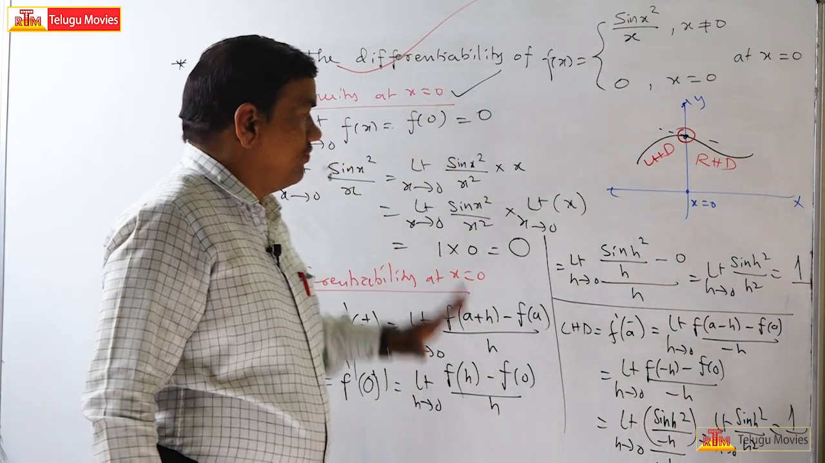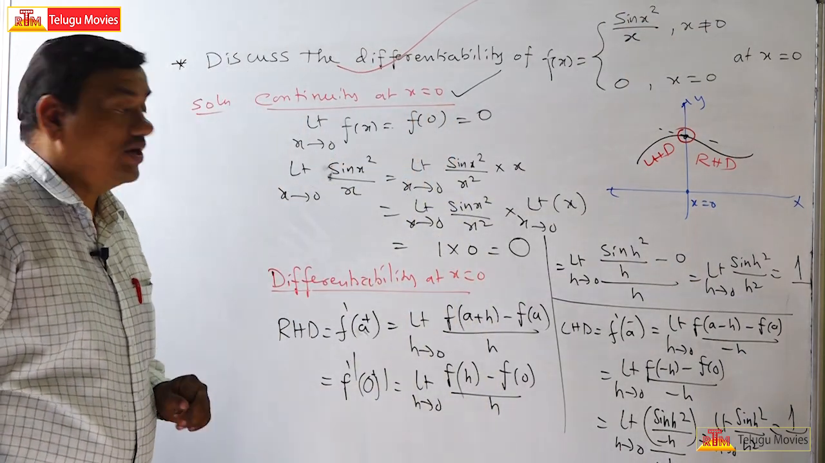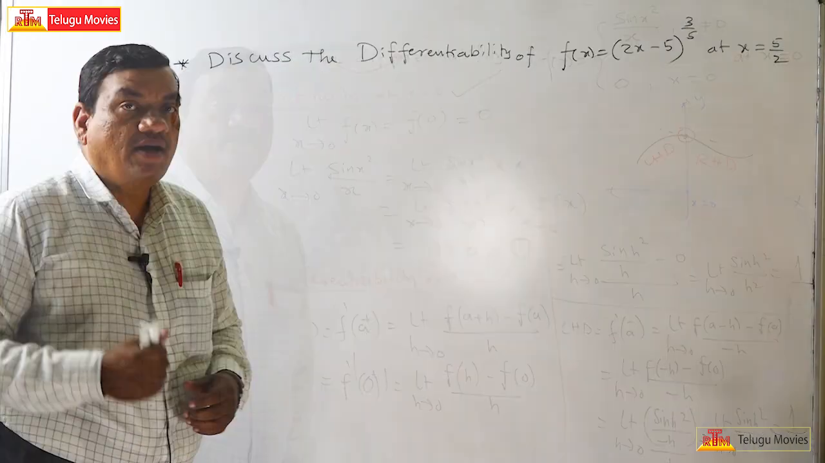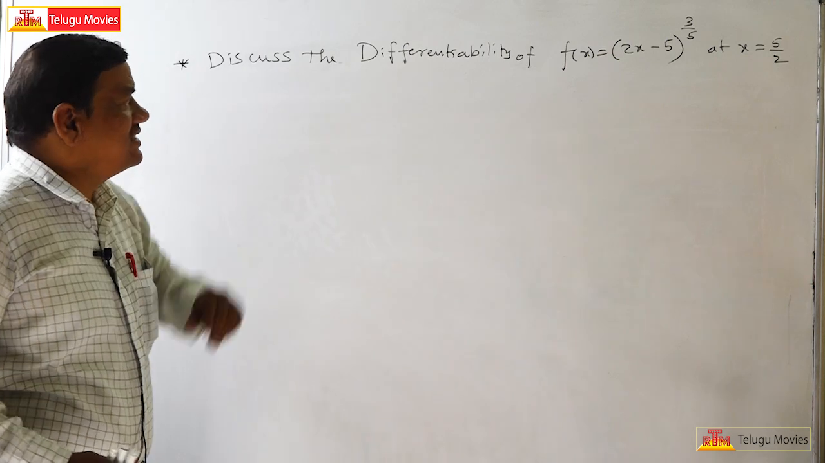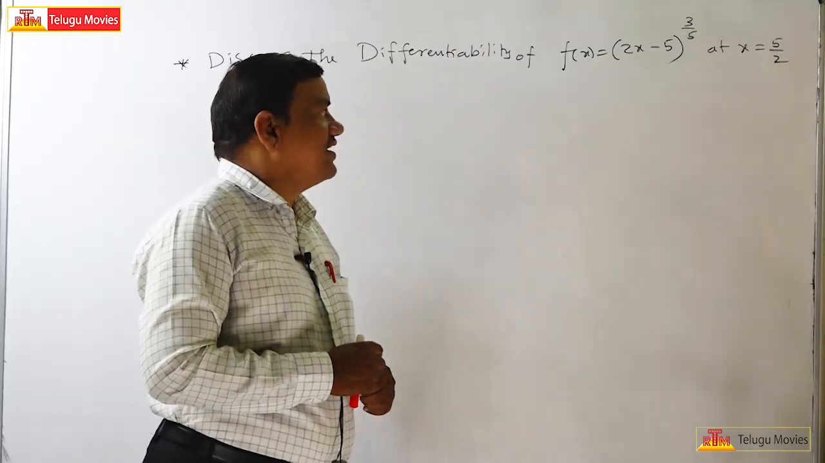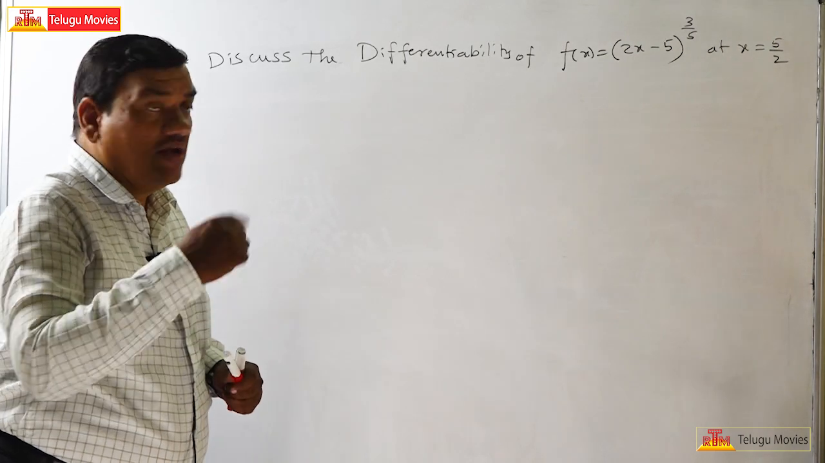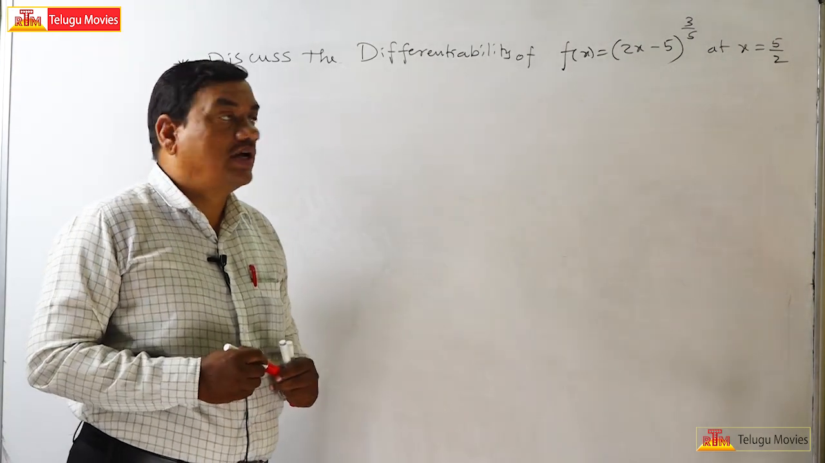So, very nice problem this is. I hope that you understand this solution. Let us see one more problem. Welcome to this problem. Discuss the differentiability of f of x equal to (2x minus 5) to the power of 3 by 5 at x equal to 5 by 2.